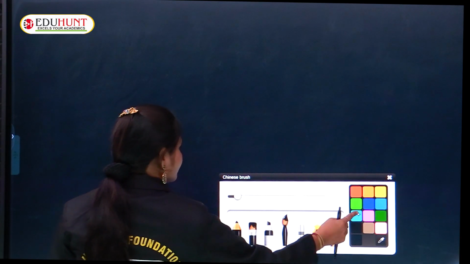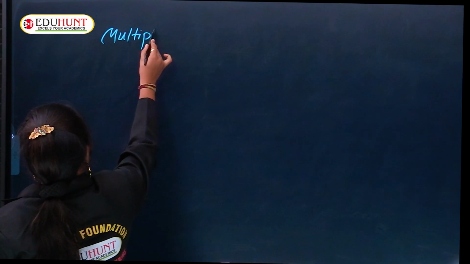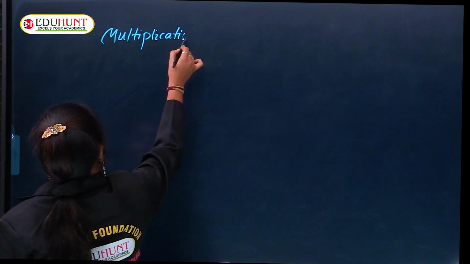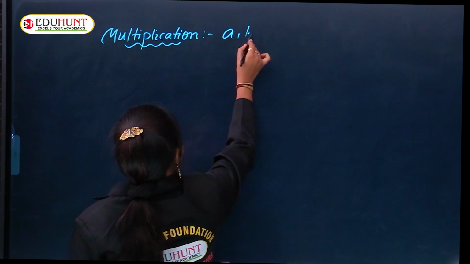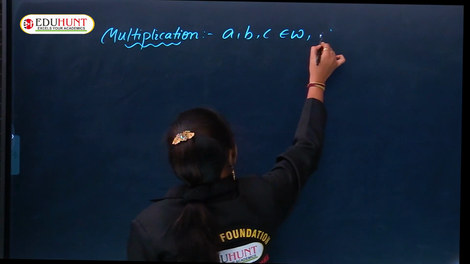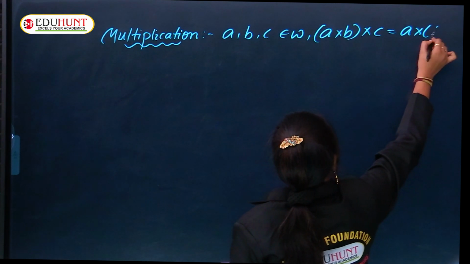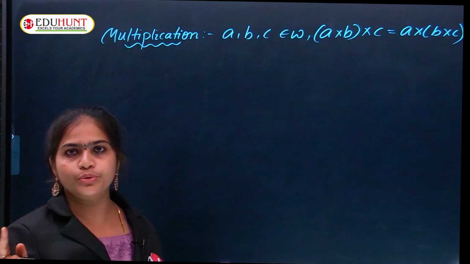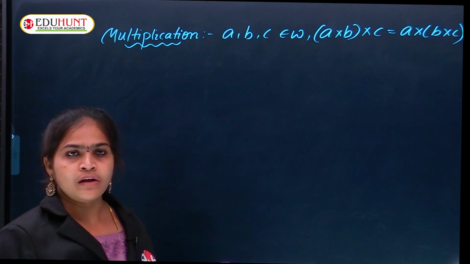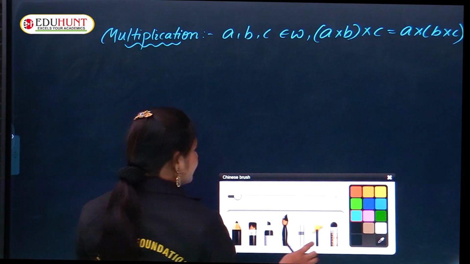Next come to multiplication. What is the condition under multiplication here? A, B, C belong to whole numbers. Then here A into B into C is equal to A into B into C. This condition happens. We know that 2 into 3 and 3 into 2, I already told you, by changing the order. Here, without changing the order also, we will get the same result only. See that.